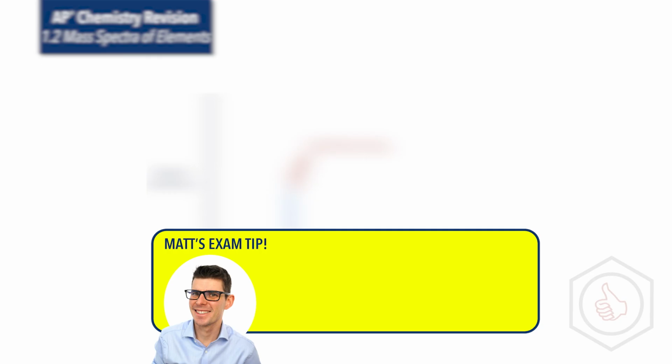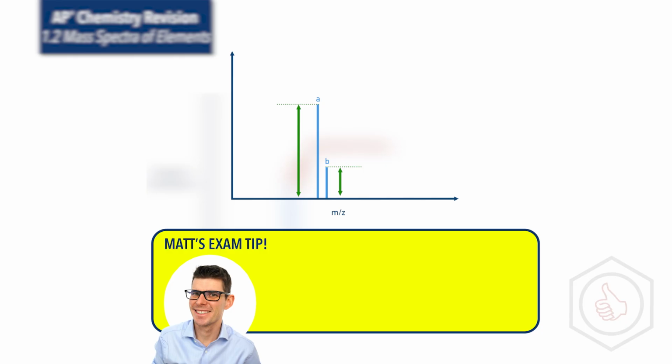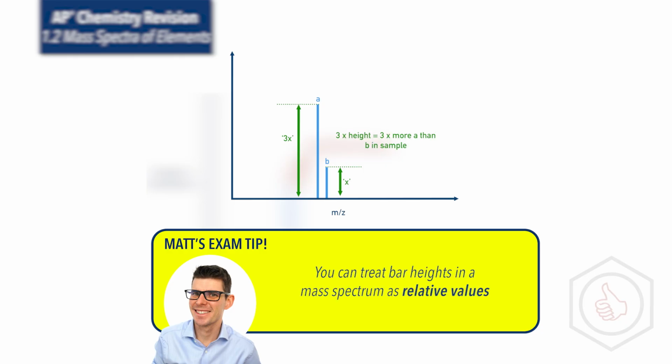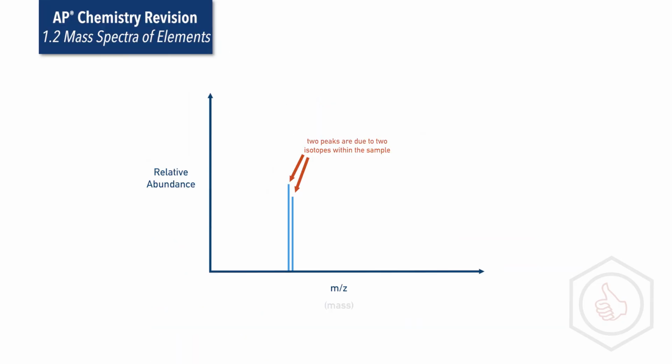Exam tip here: if you are given a mass spectrum with just bars and no percentages, you can treat the bar heights as relative values, add the total height of all the bars, then calculate each bar's percentage as a fraction of the total. The m/z value just refers to the mass to charge ratio of the ions being detected.